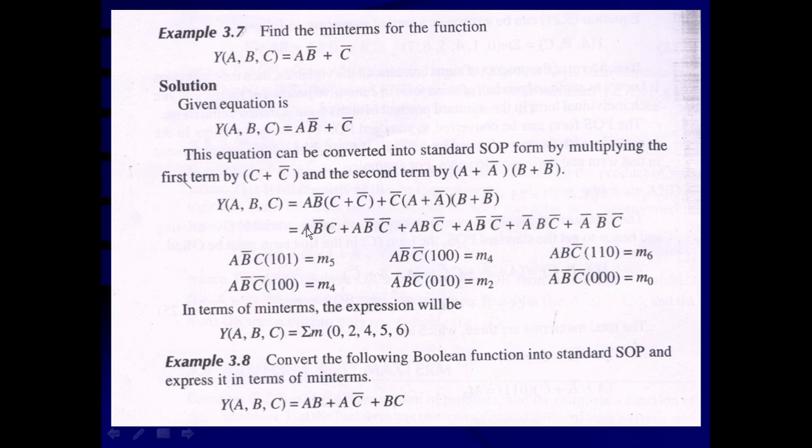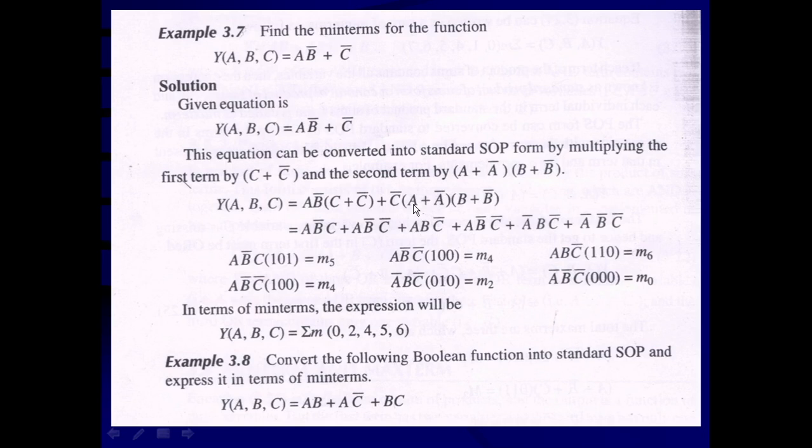This can be expanded using the distributive law. That means A, B bar, C, that is going to be the first term. A, B bar, C bar, that is going to be the second term. Now for this one, we can expand like this. A, we are taking only A from the first bracket: A, B and C bar.